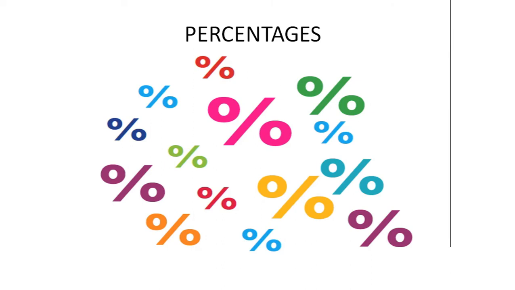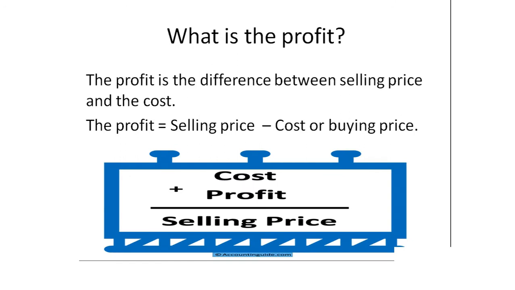Percentages. Today we are going to learn about percentages. What is the profit? The profit is the difference between the selling price and the cost. The profit equals selling price minus cost or buying price. The cost plus profit equals selling price. Now we are going to discuss this question.